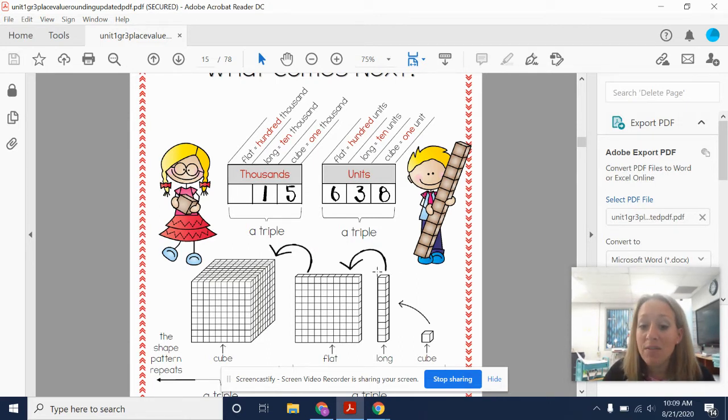If you put 10 of these together, then you have 10, 20, 30, 40, 50, 60, 70, 80, 90, 100. This is a flat. Okay, so 100 is a flat. Your cube is when you put 10 of these flats together. Okay, that's going to give you 1,000. So you've got your ones place, your tens place, your hundreds place, and your thousands place.